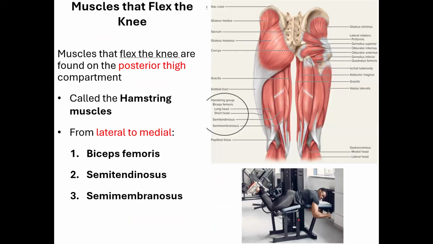Posterior thigh. Somebody is in the gym here and he's doing this movement. Which muscles are contracting here? The muscles in the posterior thigh, and these are called the hamstring muscles. There are three hamstring muscles you have to know. You have the biceps femoris, and next to the biceps femoris, you have the semitendinosus, and then you have the semimembranosus.